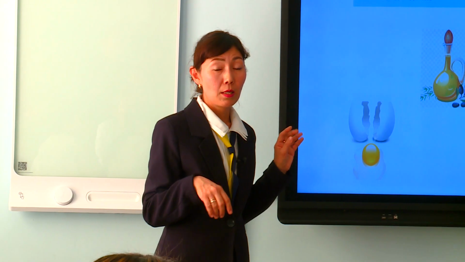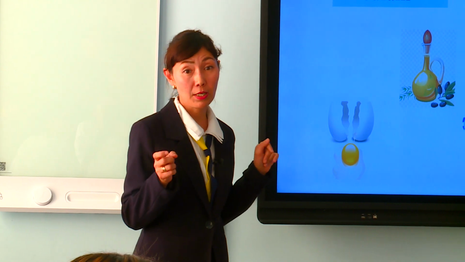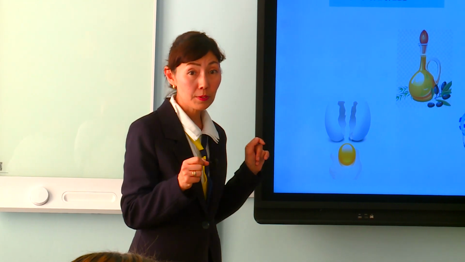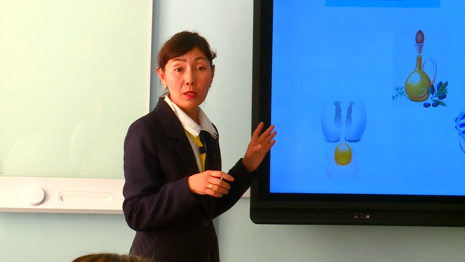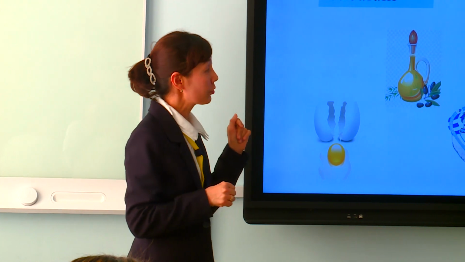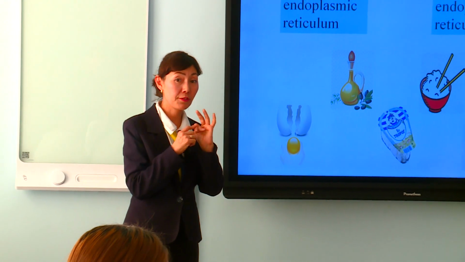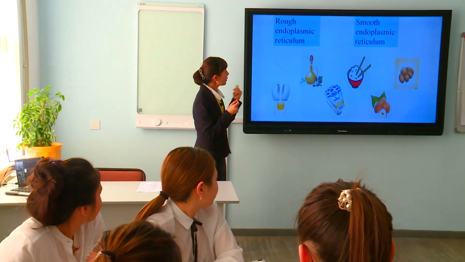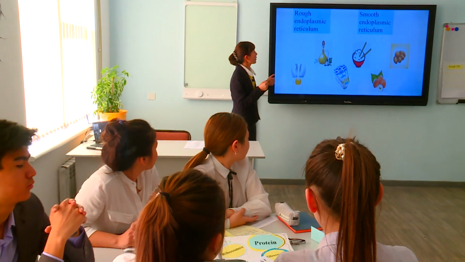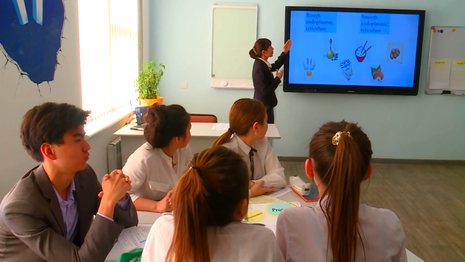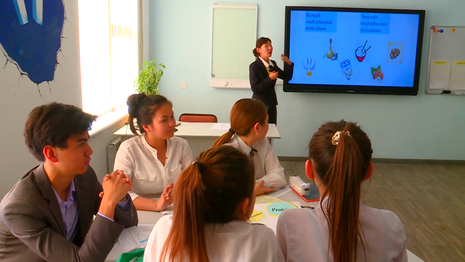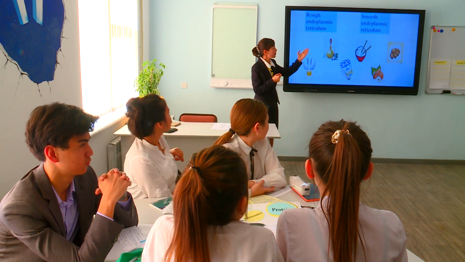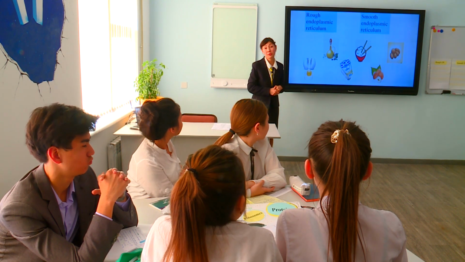All groups performed very well. I have questions and tasks for each group. The first group, you see the food contains protein, carbohydrates and lipids. Which substances are synthesized on the rough endoplasmic reticulum, and which on the smooth endoplasmic reticulum?